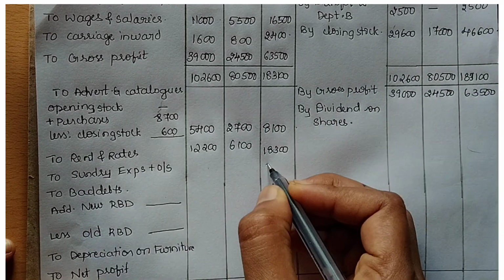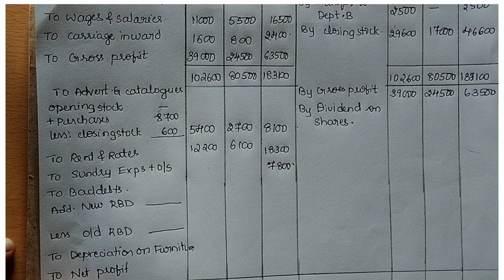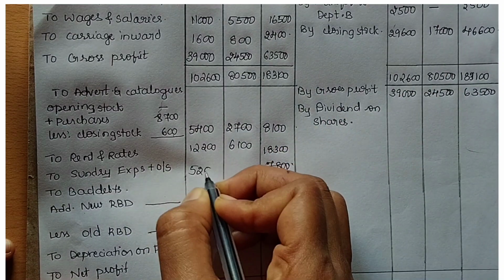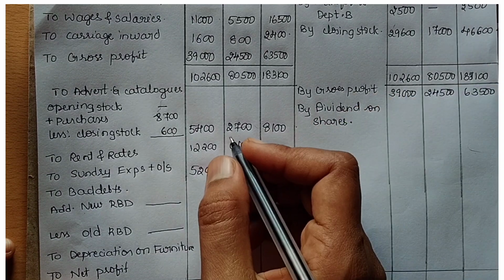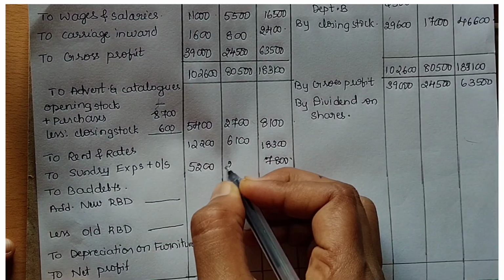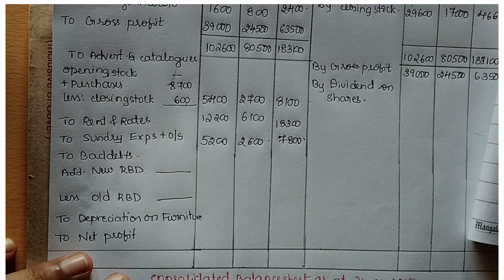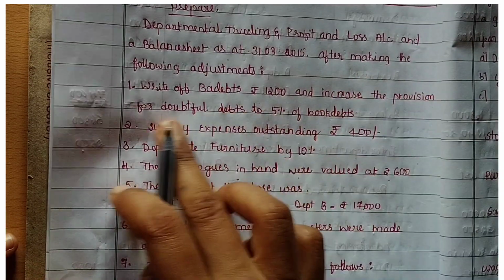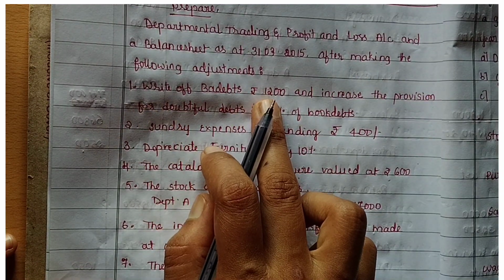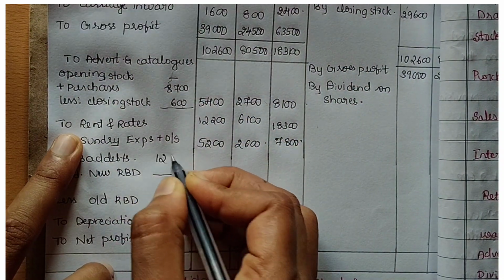First here write 7,800. Next divide it. 7,800 into 2 by 3 is 5,200. Remaining how much? 2,600. Okay, understood? Then bad debts. We are moving towards the bad debts, all the indirect expenses. Where is bad debt? Bad debt is given in the adjustment. Bad debts is 1,200. First write that one. 1,200 is the bad debt.